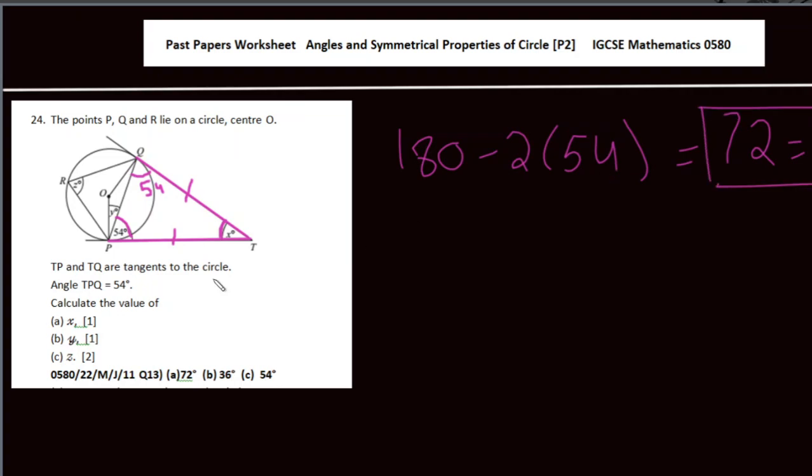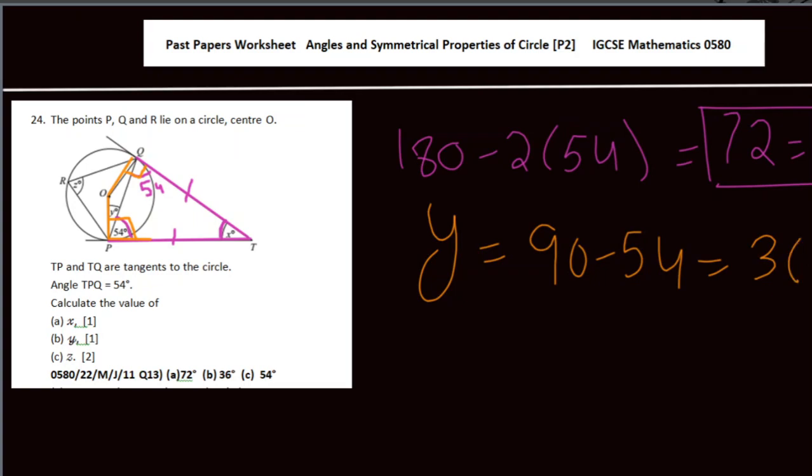Then we have to find angle y. Another property of circles is that the radius and the tangent are perpendicular to each other, so this angle would be 90 and this angle would be 90 as well, because this is the radius. So angle y can be found by simply subtracting 54 from 90, which gives 36, which is the answer.